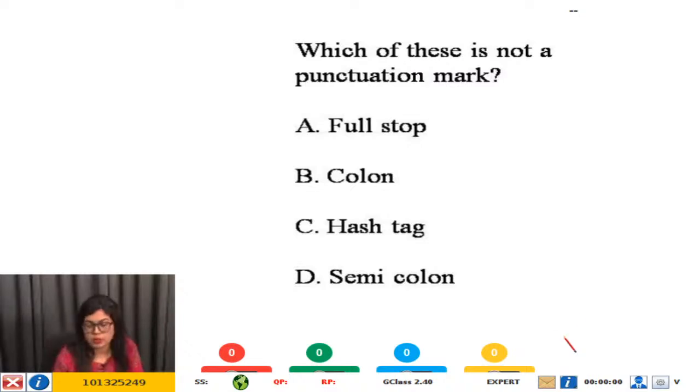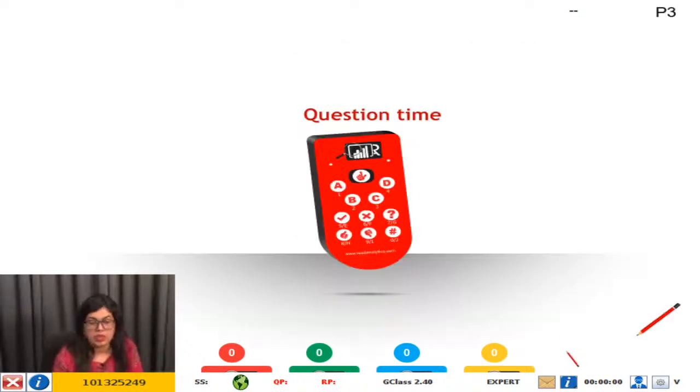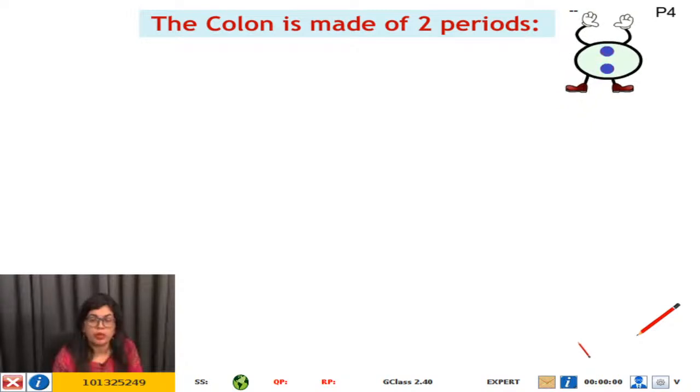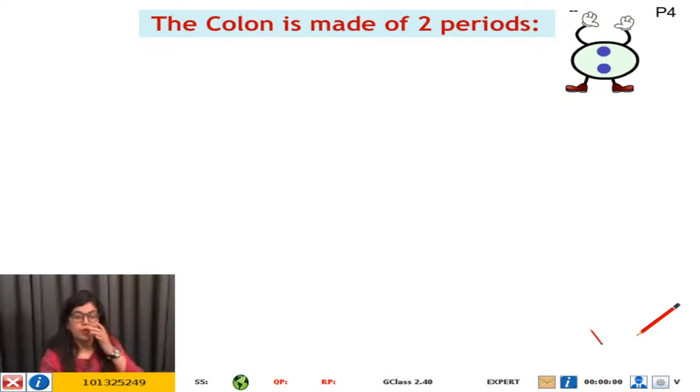Now let us move on to the next part. The colon is made of two periods. We have already learned about the semicolon, which is used to separate two sentences. Now we are going to learn about the colon. The colon is made of two periods, and periods means full stop. So first one full stop on the top, and second, below the first one, another one.